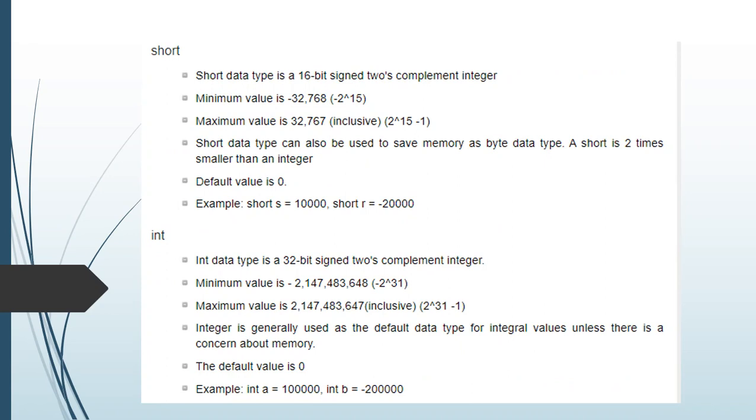Int. Int data type is a 32-bit signed 2's complement integer. Minimum value is -2,147,483,648, -2^31. Maximum value is 2,147,483,647, inclusive, 2^31-1. Integer is generally used as the default data type for integral values, unless there is a concern about memory. The default value is 0. Example: int a = 100,000, int b = -200,000.